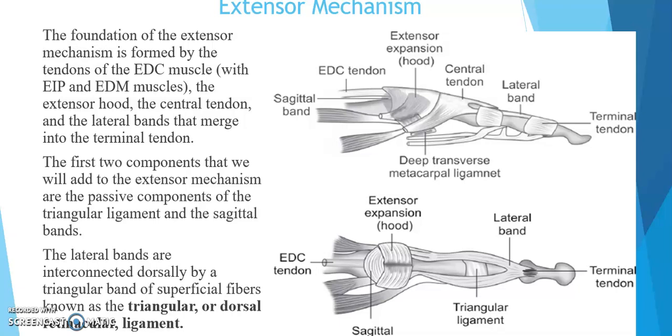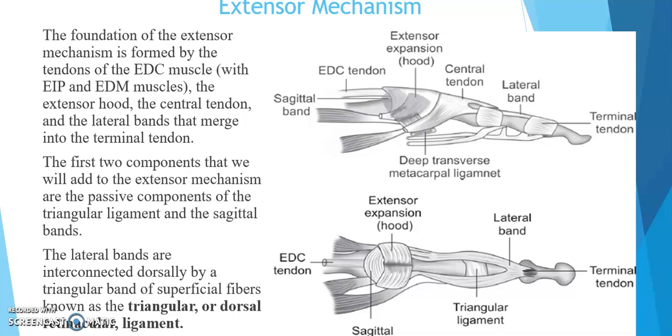The extensor mechanism, as we have already understood, is formed by the tendons of the EDC muscle, EIP, EDM muscles, the extensor hood, the central tendon, and the lateral bands that merge to the terminal tendon. The first two components that we will add to the extensor mechanism are the passive components: the triangular ligament and the sagittal bands.